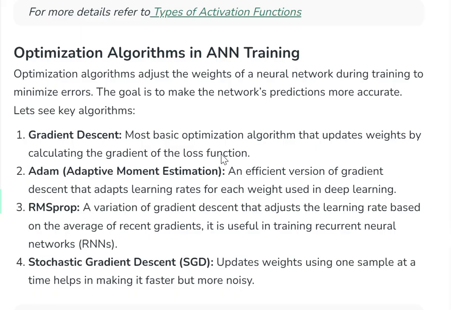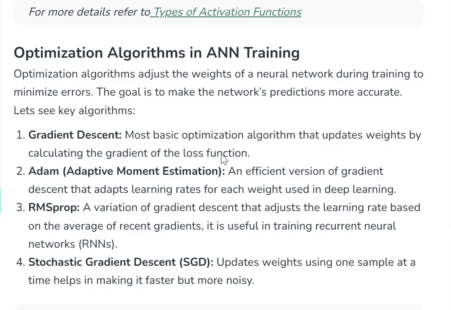Optimization algorithms are used in deep learning to give better prediction values. An optimization algorithm adjusts the weights of a neural network during training to minimize errors. The goal is to make the network's predictions more accurate. Let's see some key algorithms.